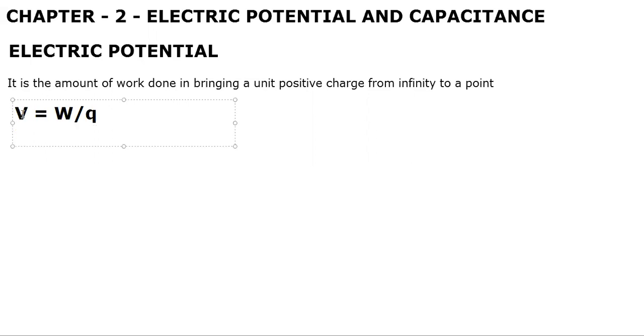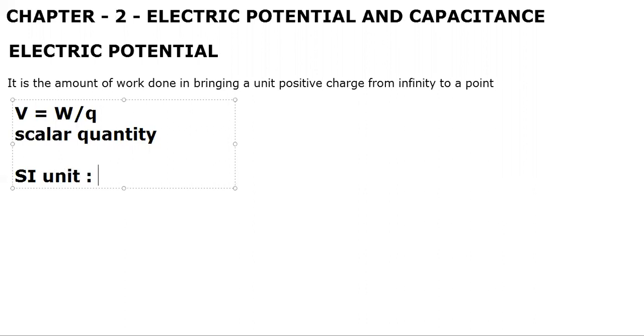Now it is a scalar quantity. This you can write, and it is a scalar quantity. Its SI unit, this you must all remember, is volt, or it can be joule per coulomb. So there can be two units of electric potential, that is volt or joule per coulomb.